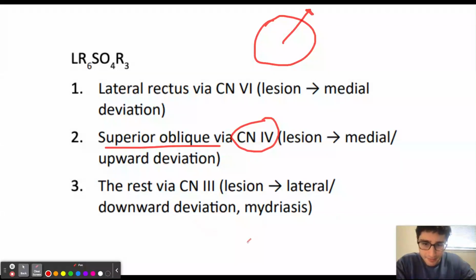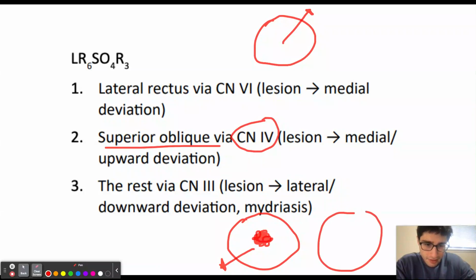If there was damage to cranial nerve 3, there will be mydriasis, so the pupil would dilate, and there will be lateral and downward deviation like this. So if there is damage to the right cranial nerve 3, the right eye would look like this and the left eye would be normal.